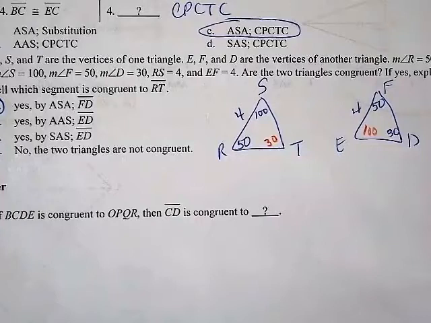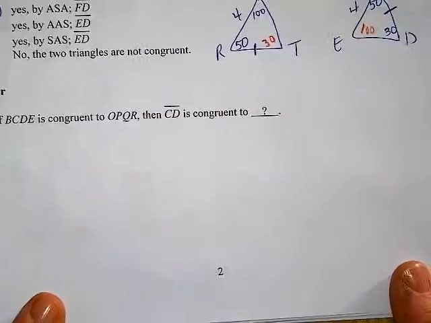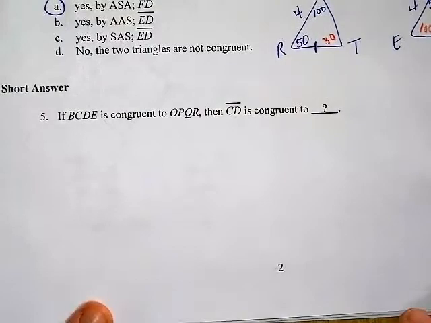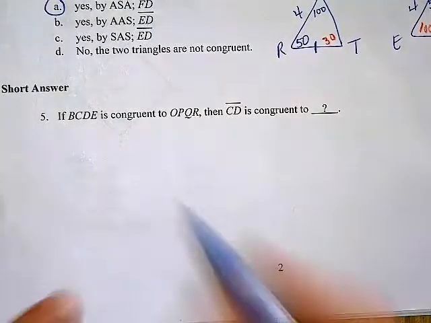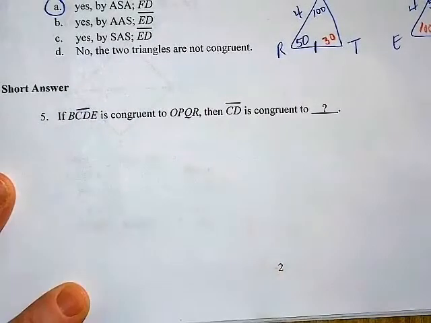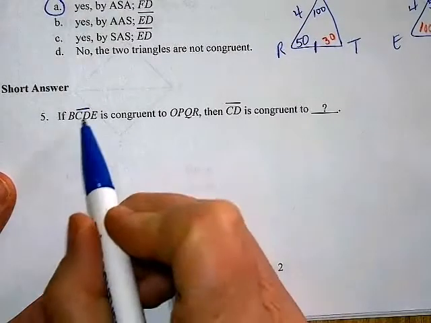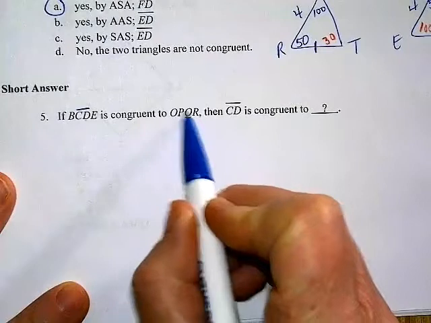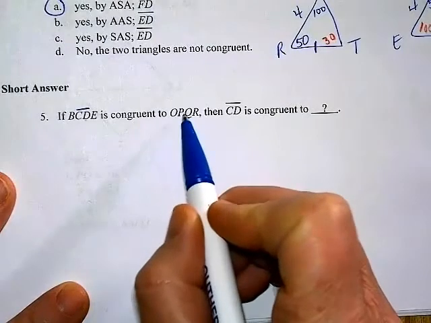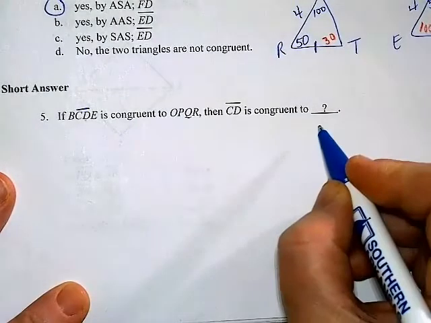And what's congruent to RT? Well, it's the side that's between the 50 and the 30, which is FD from the other picture. Number 5, it says if BCDE is congruent to OPQR, then CD is congruent to what? The way they name these is very important. If they call CD, then which two correspond in this picture? PQ.